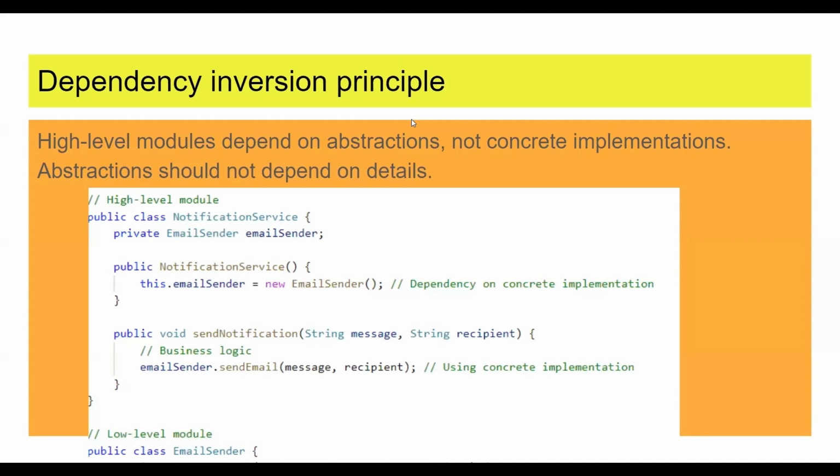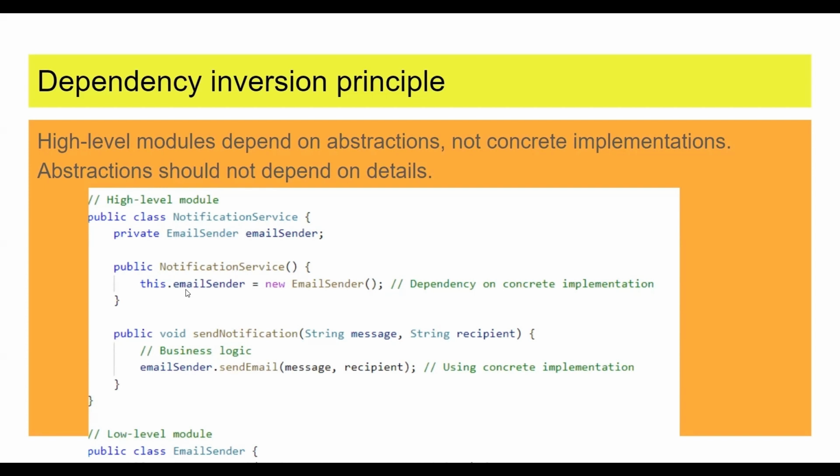Moving on to the last of the SOLID principles, the dependency inversion principle. This principle states that high-level modules should depend on abstractions, not concrete implementations, which basically means that high-level modules should not depend on low-level modules, but should depend on abstractions. So let's take this example, the notification service. In this example, we can see that the notification service is directly dependent on the email service, and it's violating the dependency inversion principle.